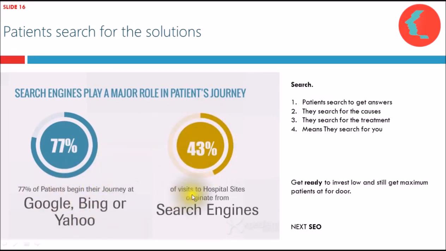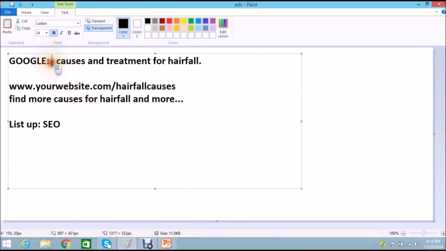Okay, 43% of visits to hospital sites originate from search engines. That's very important. What are the visits that are generated or originated from search engines? So let's analyze those. Let's say a patient is searching for causes and treatments for hair fall. Once he searches, he finds this link with this description: find more causes for hair fall. Now he clicks the link and he's redirected to your website. This is where your website visit is generated from Google, from a search engine.